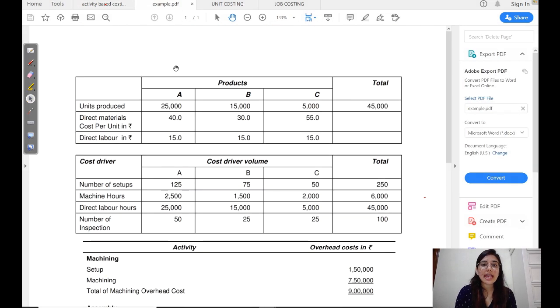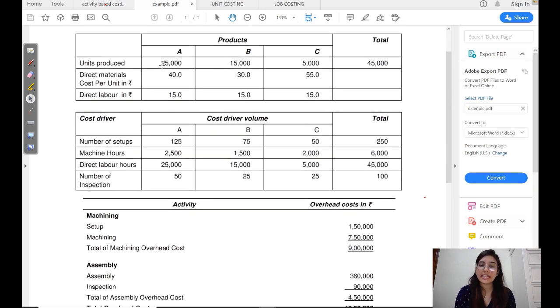Now let us understand this process with the help of an example. So here you can see that there are three different products A, B and C. We are given the cost drivers and the activities. Now let us start with the process. First of all, we need to identify the activities. The activities given here are machining and assembly.